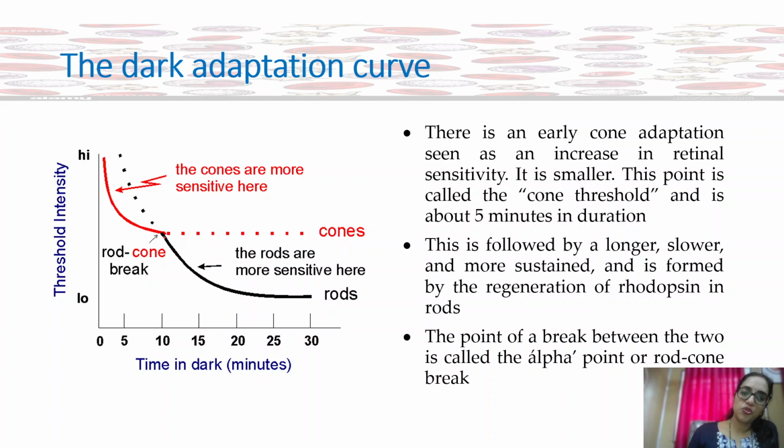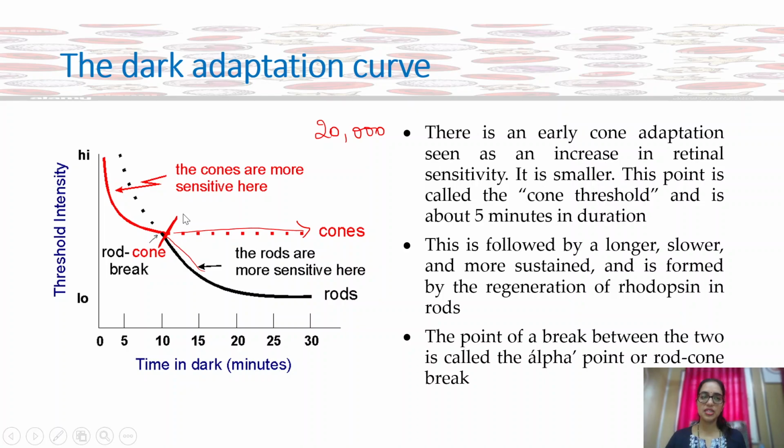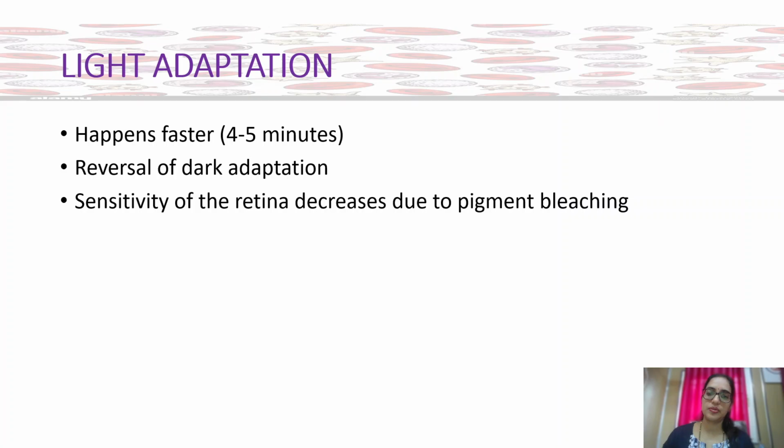If you see, there are two parts of the curve. The initial shorter but quicker curve is formed by the cones. So initially they are excited faster. The cones are very quick, but they do not last long. So after a point, the sensitivity of the cones does not improve, but the rods become more and more sensitive. It's said that the sensitivity increases by around 20,000 times. So they are able to detect even a very low threshold. That is known as the light minimum. So this break is known as the rod cone break or the alpha point. So this is how a dark adaptation curve looks.